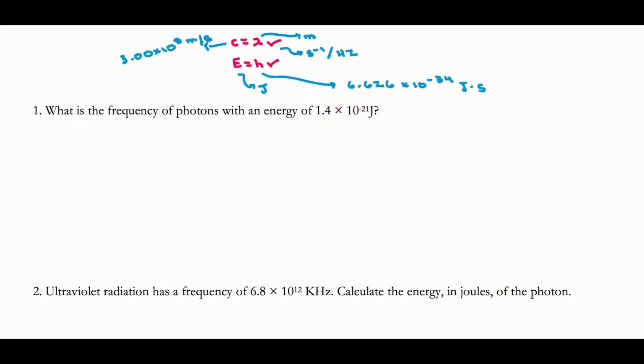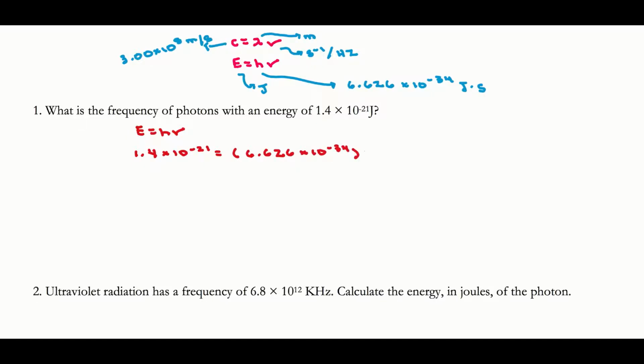So here it says, what is the frequency of photons with an energy of 1.4 times 10 to the -21st joules? So I know my energy, it is given to me, and I'm trying to find my frequency. So I'm just going to plug it in. 1.4 times 10 to the -21st, that's in joules. Planck's constant is 6.626 times 10 to the -34th. And I'm trying to solve for my frequency.